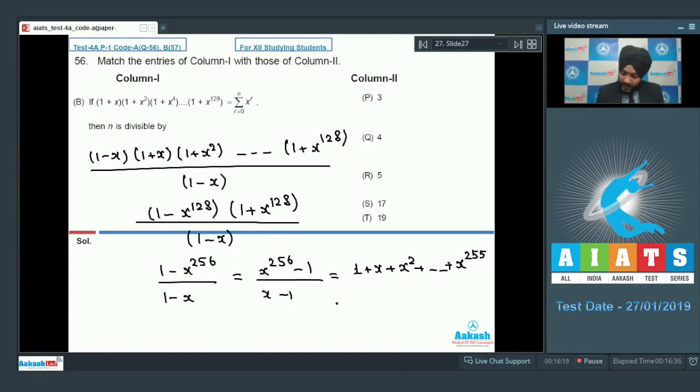Okay. So obviously this is equal to sigma r from 0 to 255 x raised to power r. So n comes out to be equal to 255. Definitely it is divisible by 3, not by 4. 5, yes, it is divisible, and it is also divisible by 17. So B matches with PRS.